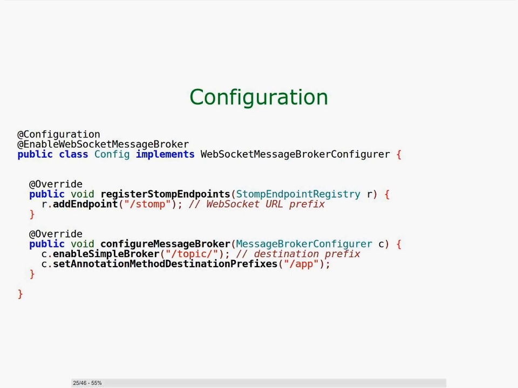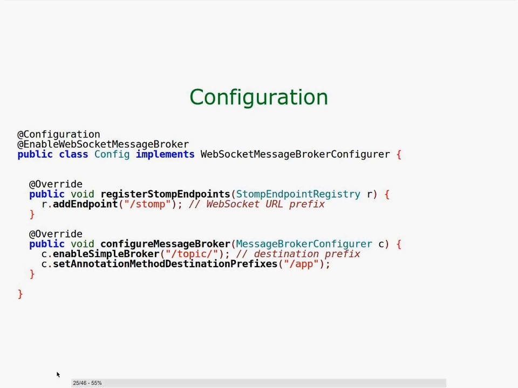And the two things that we're going to want to do are, number one, we want to configure what's the prefix for our Stomp endpoint. In other words, when we create a WebSocket connection or a SockJS connection from the browser, to what URL is it going to be created? So in this case, we're using /stomp, which means that we can open a WebSocket connection to /stomp and then begin to exchange messages on that.